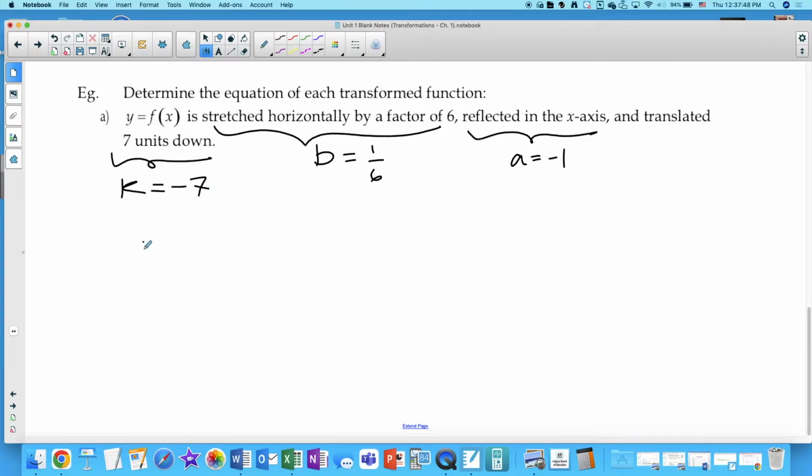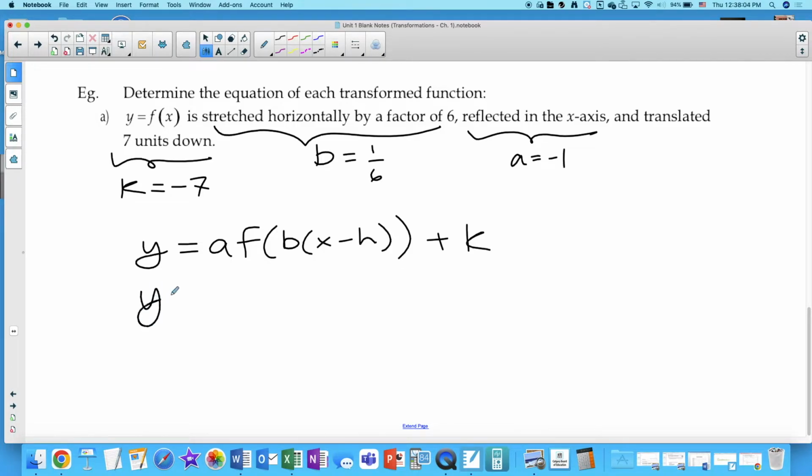So if we wanted to write this in the form y equals a f of b times x minus h, plus k, it's really just a matter of filling in the values for a, b, h, and k. So this is going to be y equals, you could write -1 f of x or just negative f of x. b is 1/6. Now h is 0, so you could just write x. And then plus -7 is -7. Okay, so far so good? All right.